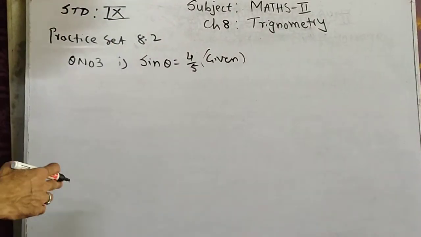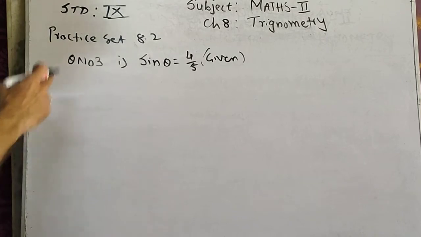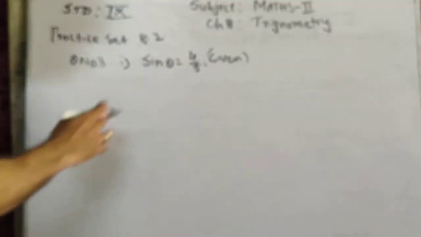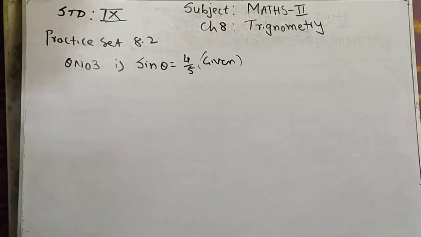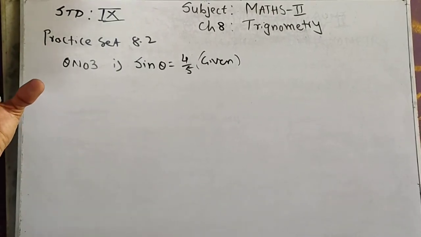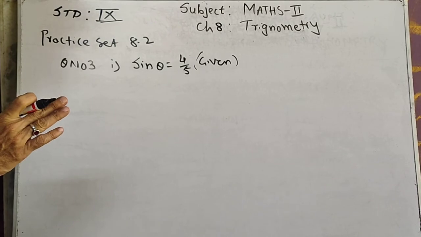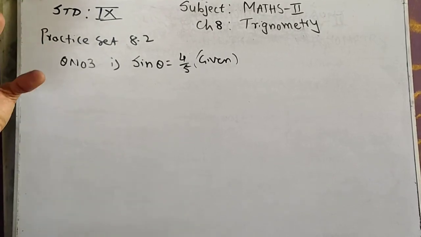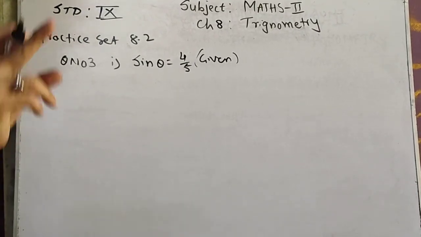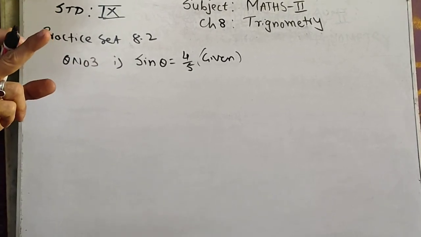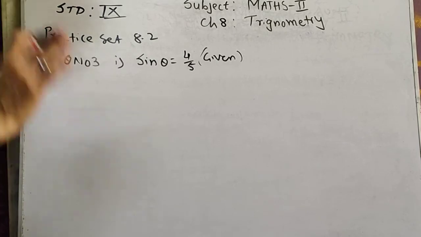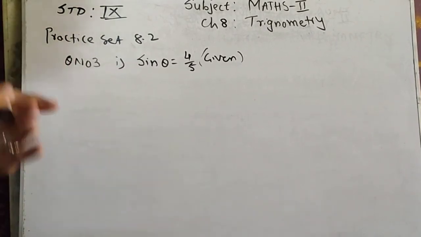Now come to sum number 3. Sub question 1. Sin theta is 4 upon 5 given. You want the value of only cos theta. So that you can find out with the method which I showed you in question number 1. You know, right angle triangle we used to draw and we used to get the answer. Am I right?